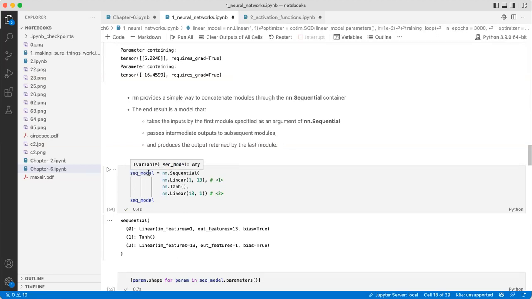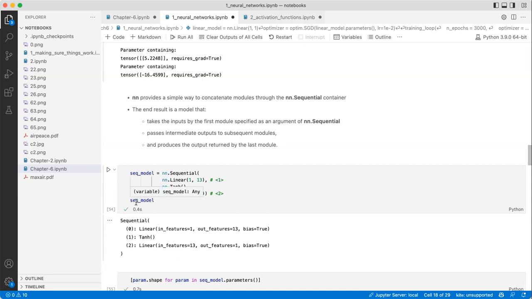For example, we take this seq model equals to sequential. We pass our linear model with its inputs, that is 1 input and 13 output. Then we pass our hidden layer, or what happens behind the scene, the activations. Then last, we have our output layer, that has 13 input and then 1 output. We can see that this has to be the same, because whatever we have as output has to be the input of our last layer.